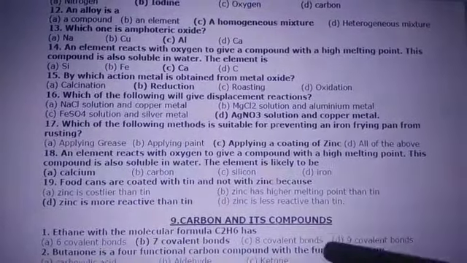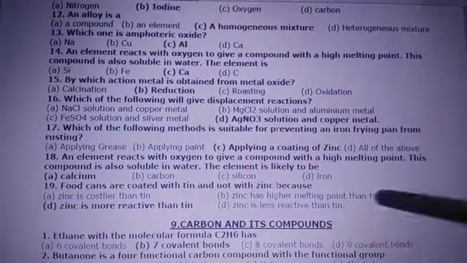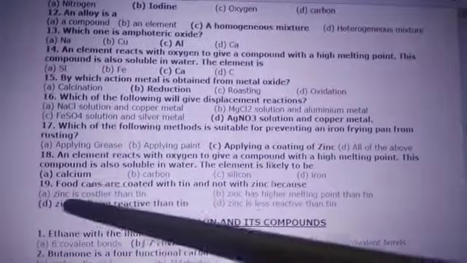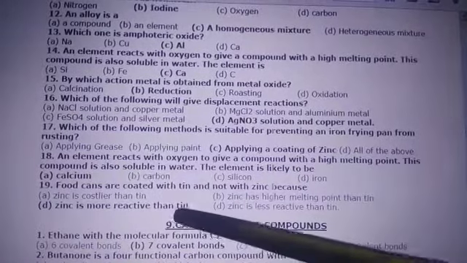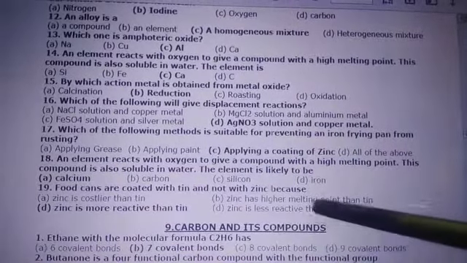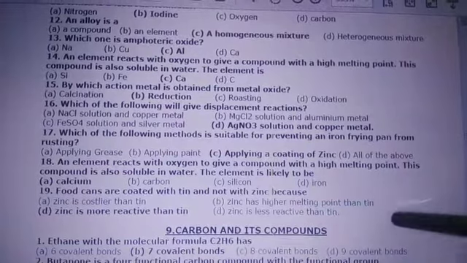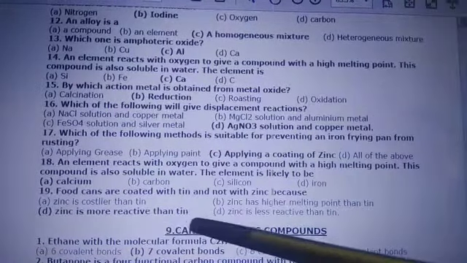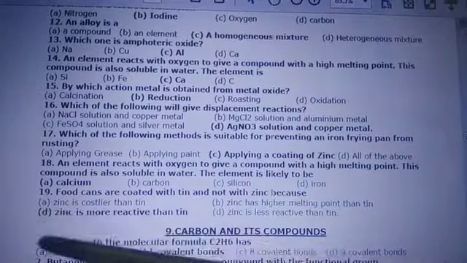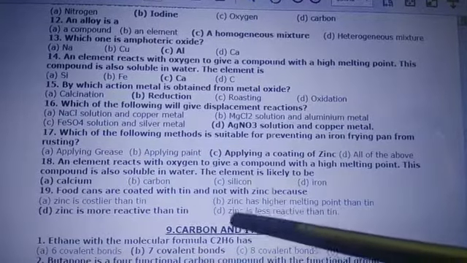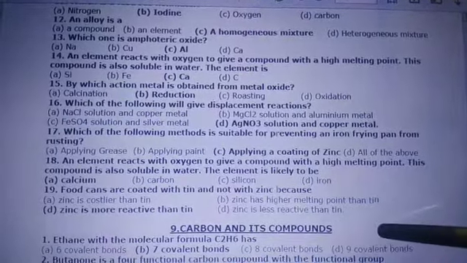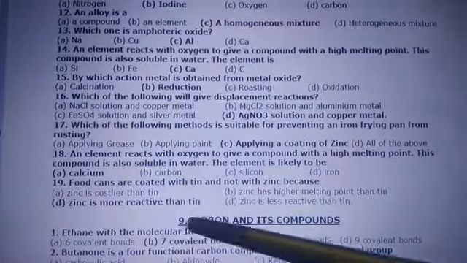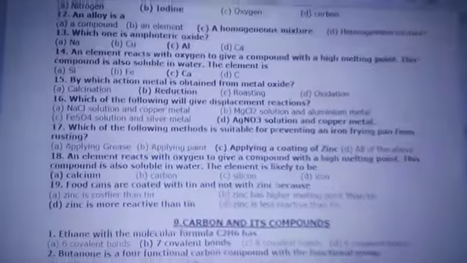19. Food cans are coated with tin and not with zinc because the options are A, zinc is costlier than tin, B, zinc has a higher melting point than tin, C, zinc is more reactive than tin, D, zinc is less reactive than tin.